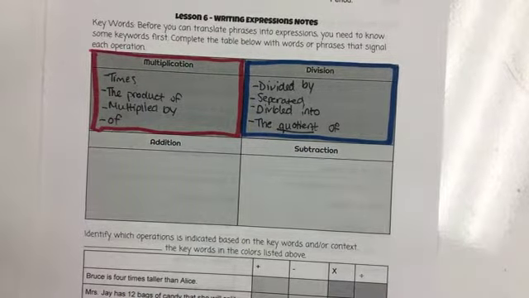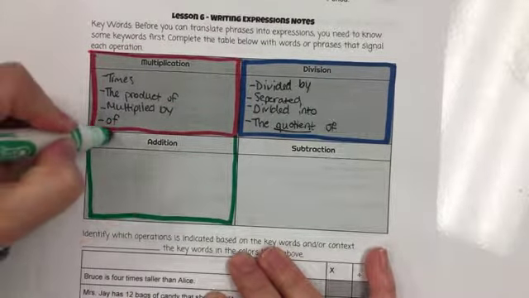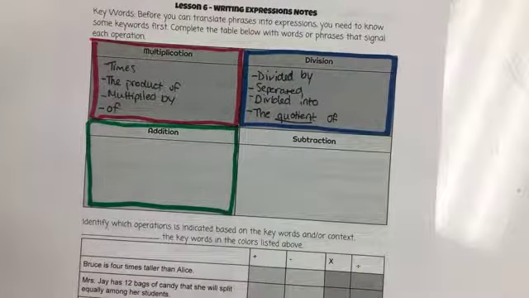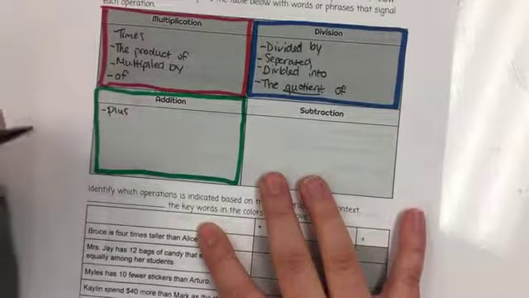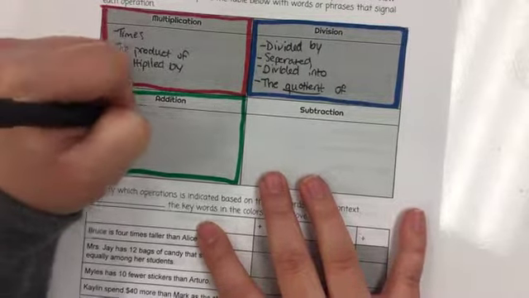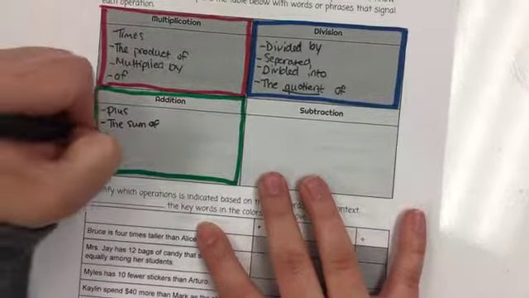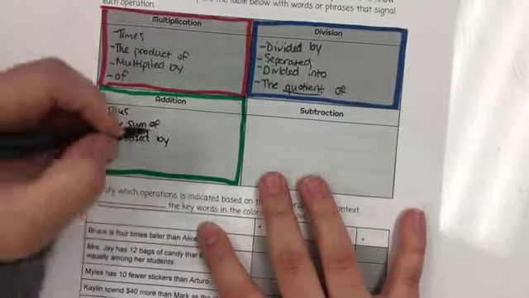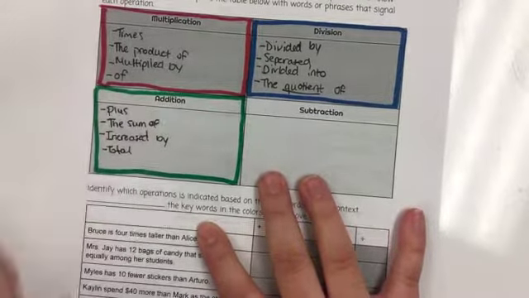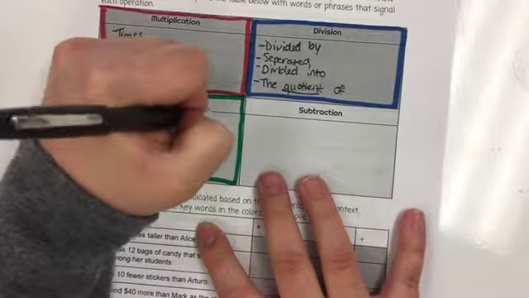Next, we're going to look at addition, and for addition, we're going to use the color green. So go ahead and box or shade in the addition box. Remember, if this is moving too fast for you, you can always pause the video and press play as soon as you're ready. So some addition words that we want to remember are plus, the sum of. Remember, the sum is the solution to an addition problem. Increased by, total, more than, or added to.